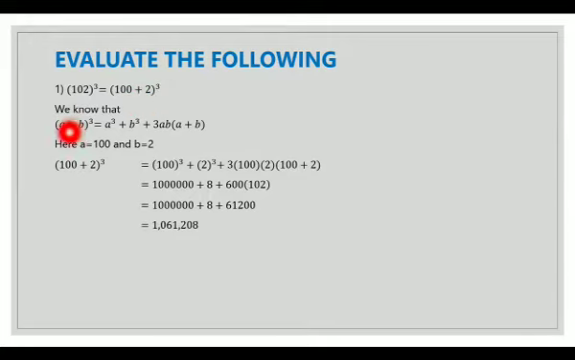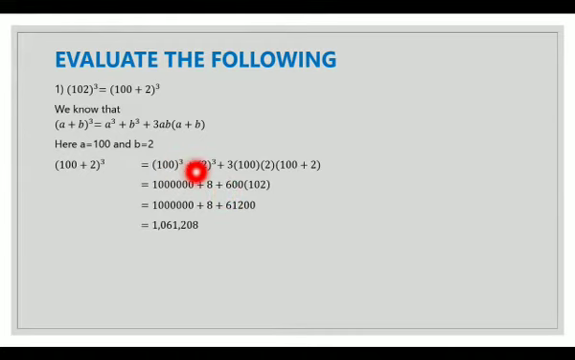We know that (a plus b) the whole cube equals a cube plus b cube plus 3ab in the bracket (a plus b). Here when we equate 100 plus 2 with a plus b, we get a equals 100 and b equals 2. Therefore, (100 plus 2) the whole cube equals a cube, that is 100 cube, plus b cube, that is 2 cube, plus 3ab, so 100 into 2 in the bracket a plus b, so 100 plus 2.